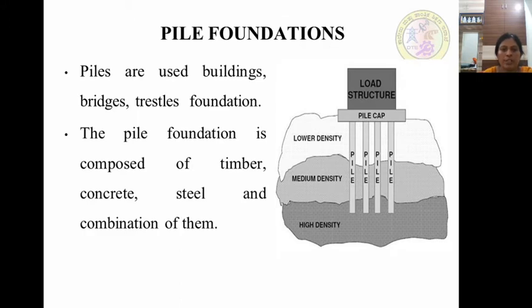In the figure, you see piles are driven to the depth of high density soil. The figure shows low, medium and high density soil. The low density soil has less bearing capacity than high density soil. To resist the load acting on the pile, we have to drive the pile till it reaches high density soil.